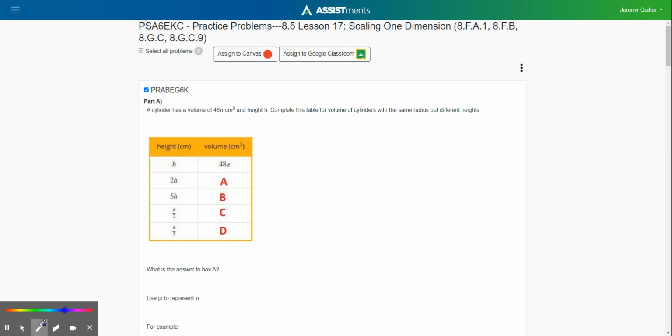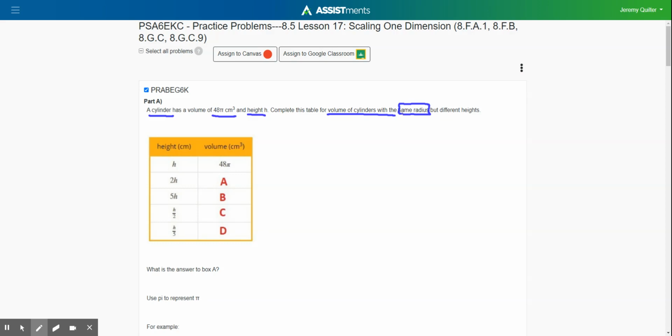So here we go. We know that we have a cylinder that has a volume of 48 times pi cubic centimeters and a height of h. We're supposed to complete this table for the volume of the cylinders with the same radius, so the radius is not changing, but different heights. That's the only thing that's changing.